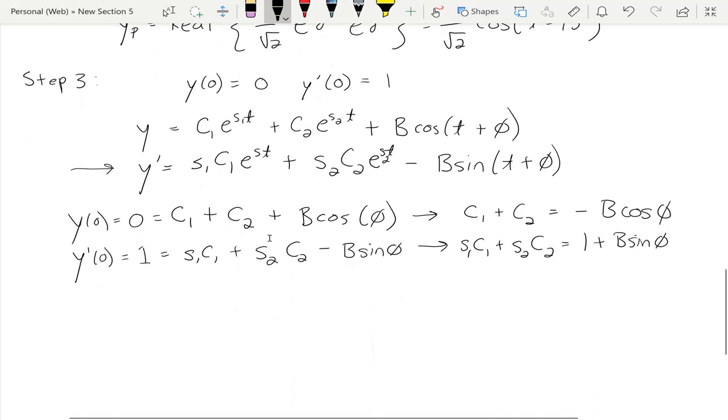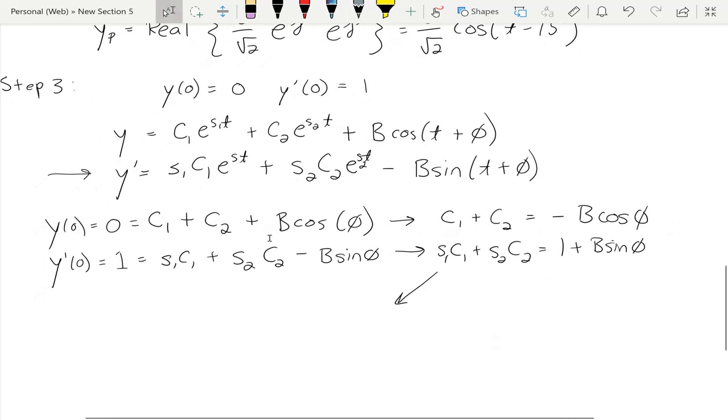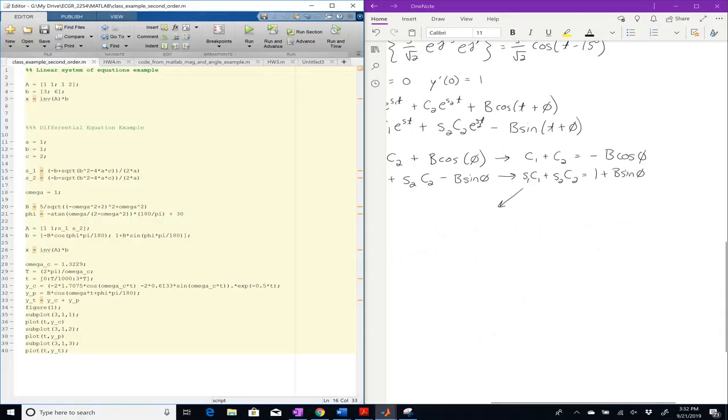So what am I going to do at this point? I'm going to put that into Matlab using that linear equation solving approach that I did before. I'm going to write this in matrix form. I write the first equation's coefficients across the top row of my matrix, and the things I'm solving for are C1 and C2. So I write 1, 1, and then S1, S2.